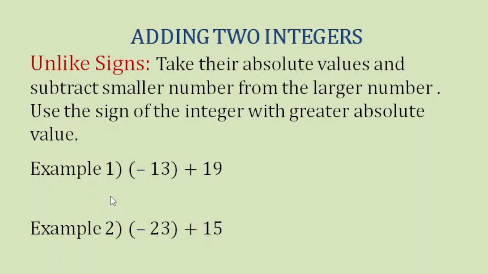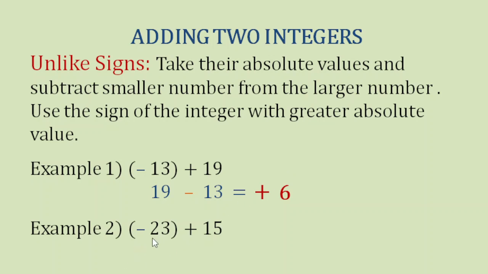Okay, example number 1. Here, they have unlike signs, meaning to say we subtract, but we will treat them as positive integers. So that's 19 minus 13. That, of course, is 6. Now what will be the sign? Okay, between negative 13 and 19, 19 has the greater absolute value. So the sign here is positive, so that means plus 6. Or we may not attach this positive sign again, because a number without a sign means positive number.